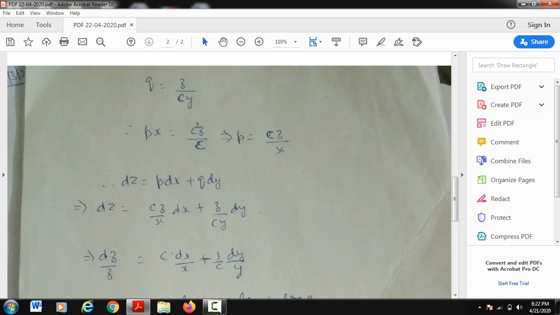Now you will make the variables separate for integration purposes. When you separate the variables, integrate them and you will get the solution, and your solution will contain one constant. So these are all the steps of Charpit's method, and this type of question can come in the exam as a long answer type.